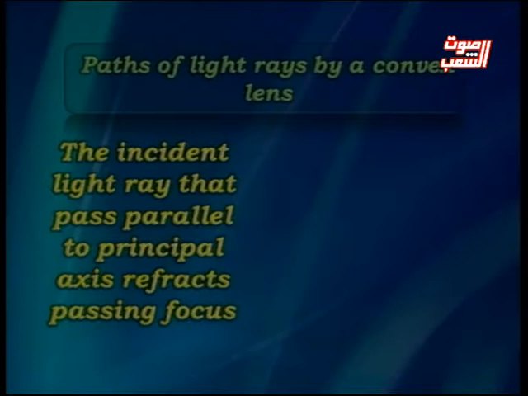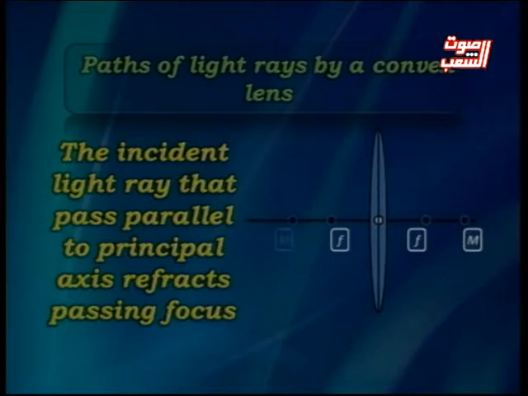If the incident light ray passes parallel to the principal axis, it refracts passing through the focus. What is meant by this? We have an incident light ray falling down. If I have the lens like this, a convex lens, the midpoint here is called the optical center. Here we have the straight line called the principal axis. And how many points do we have? We have 4 points: 2 M's and 2 F. Why? Because M is the center of curvature, and F is the focus. So the lens has 2 foci.